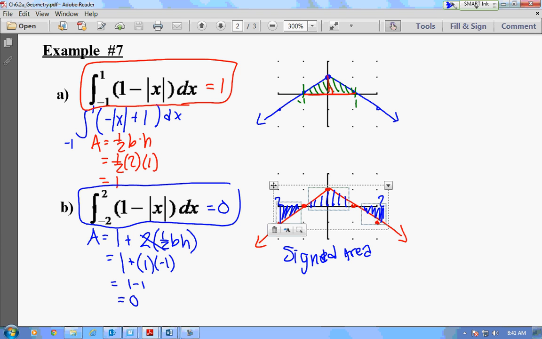Okay, the title for the next table ended up being at the bottom of this page. Table 6.2, rules of definite integrals. Give me a sec, some people are still writing.